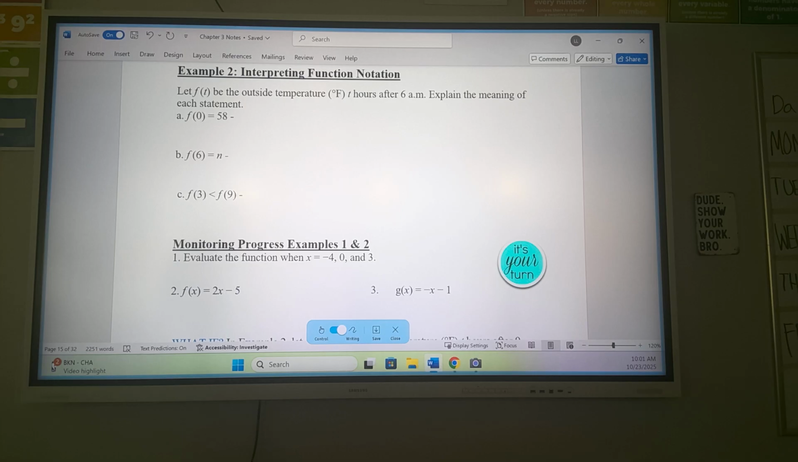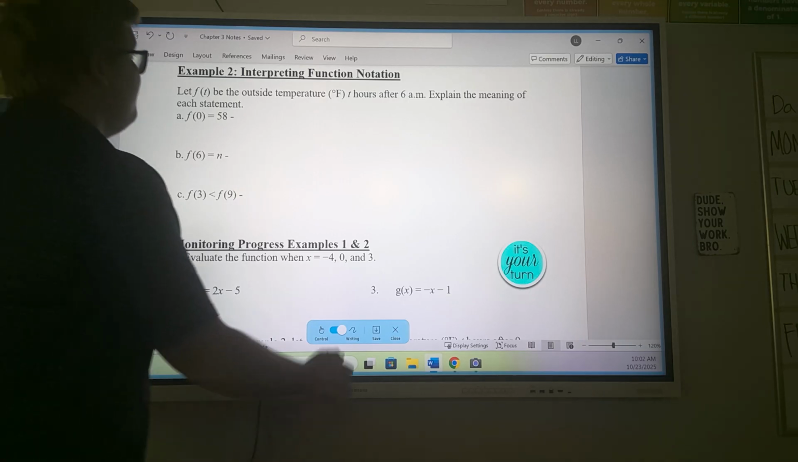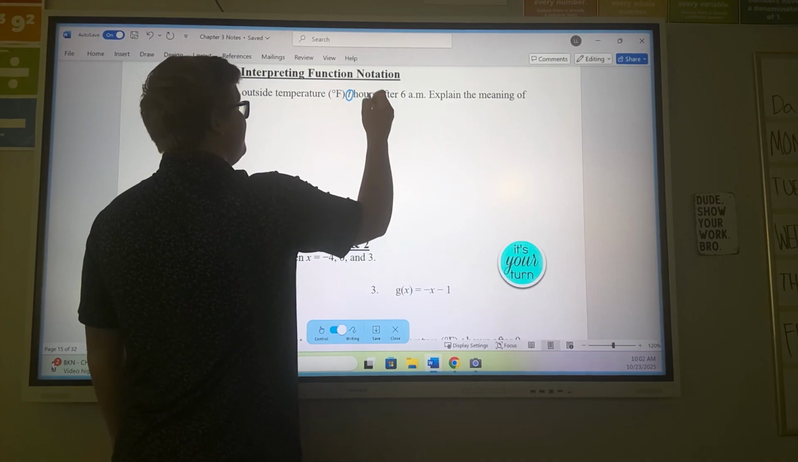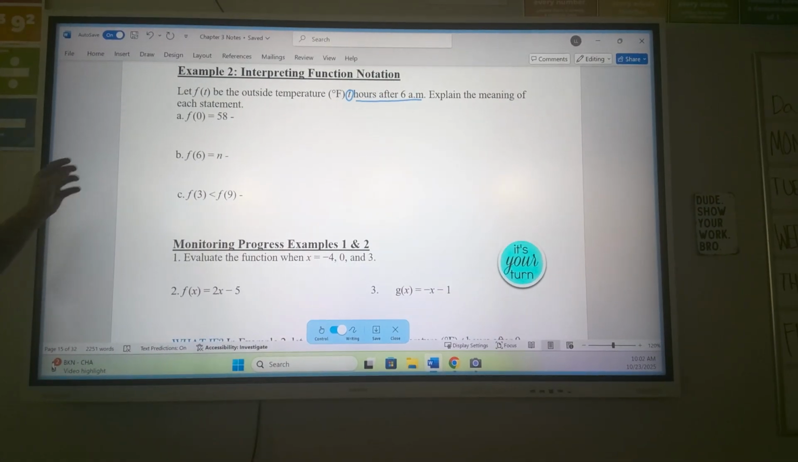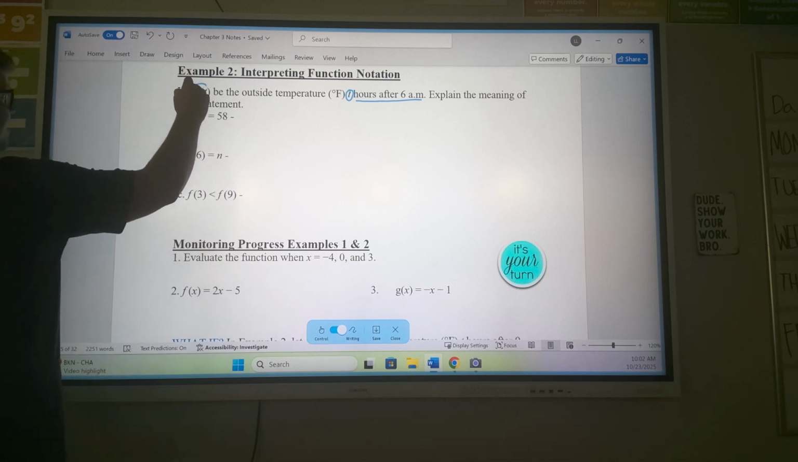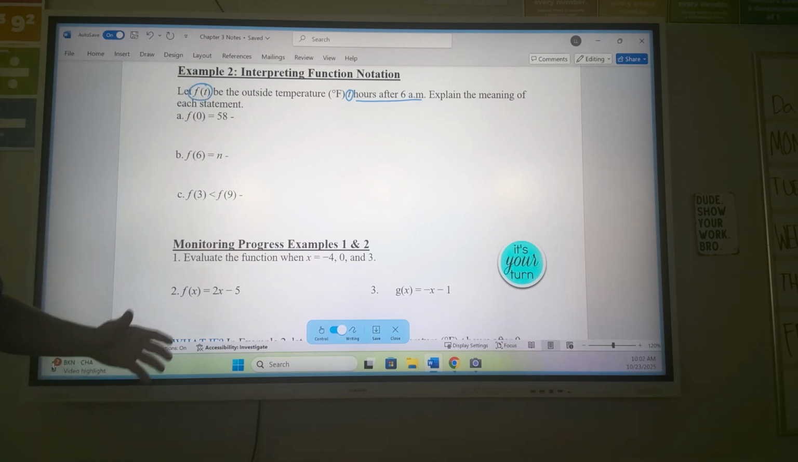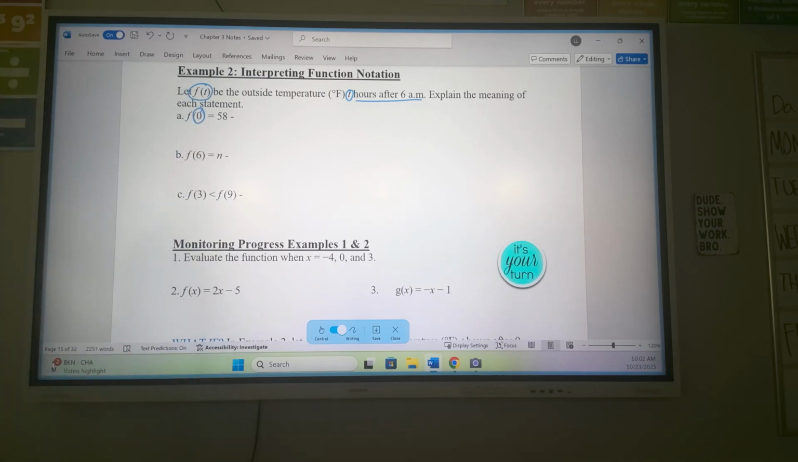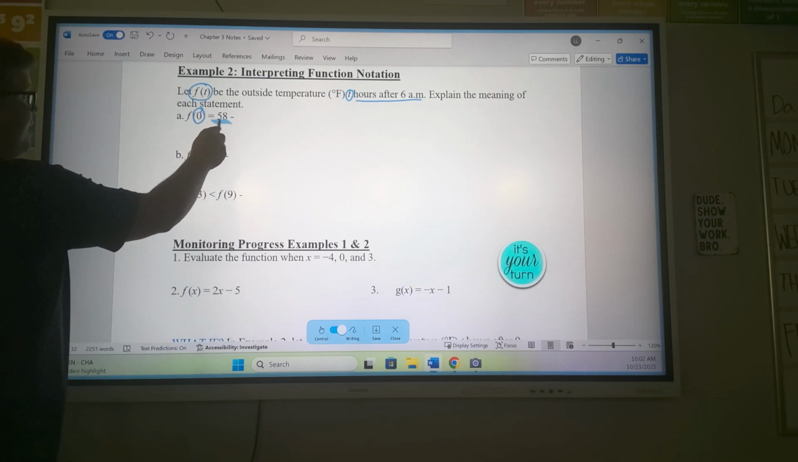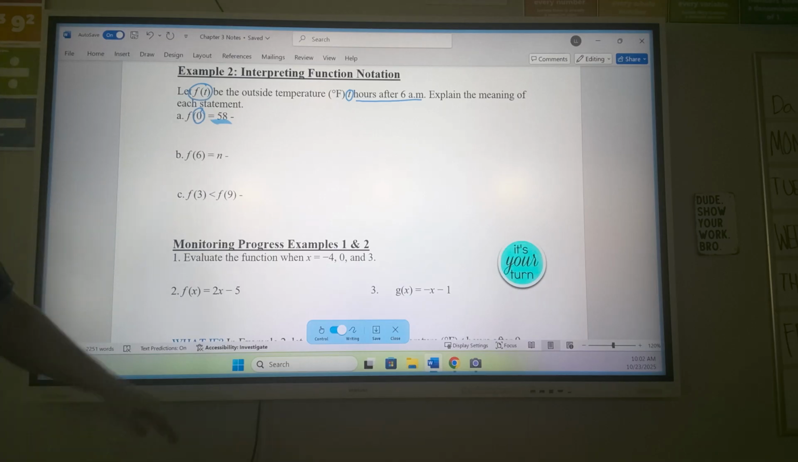Let f of t be the outside temperature in degrees Fahrenheit, t hours after 6 a.m. Explain the meaning of each statement. So we know what t means. T means hours after 6 a.m. And it said f of t, right? So that means the only possible spot for t to be is right here. That is t. That means that this value right here is going to be our degrees at that time.